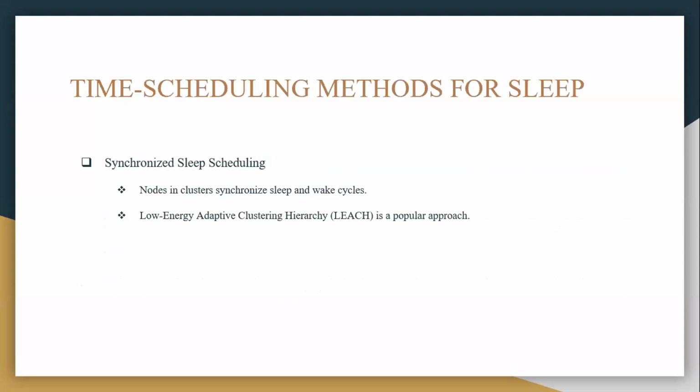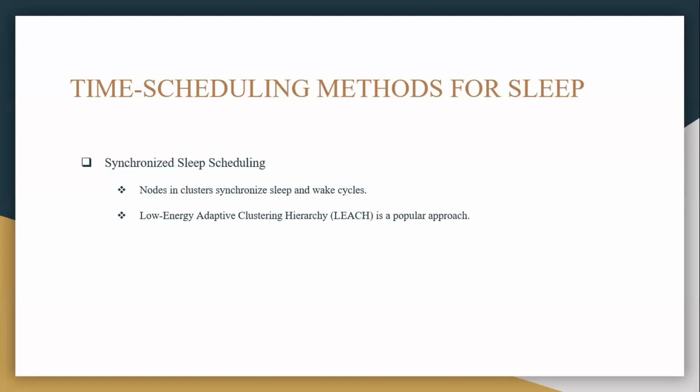In the time scheduling method for sleep, the sleep schedule is an essential part of energy management. Sleep scheduling strategies strive to reduce power consumption while maintaining the required performance of a network of sensor nodes by synchronizing their sleep and waking times. There are three types of scheduling. The first one is synchronous, the second one is asynchronous, and the third one is hybrid.